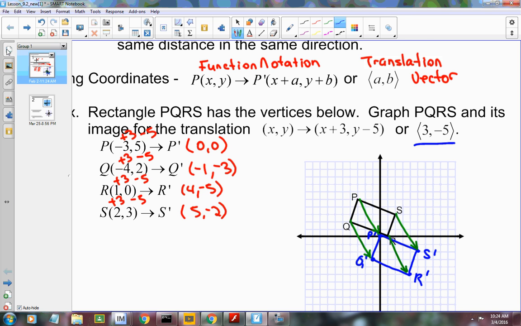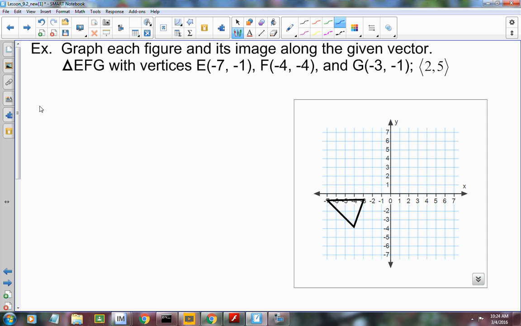Okay, so it says graph each figure and its image along the given vector, and it gives us the vertices. Now, I've already got it graphed here. This is E and F and G. It wants us to translate it along this vector, so I have to find the location for E prime, F prime, and G prime. So what does this vector ⟨2, 5⟩ tell me? What does it mean that I'm going to do?